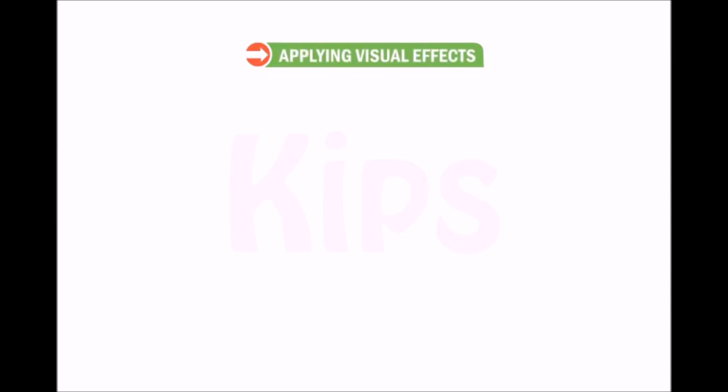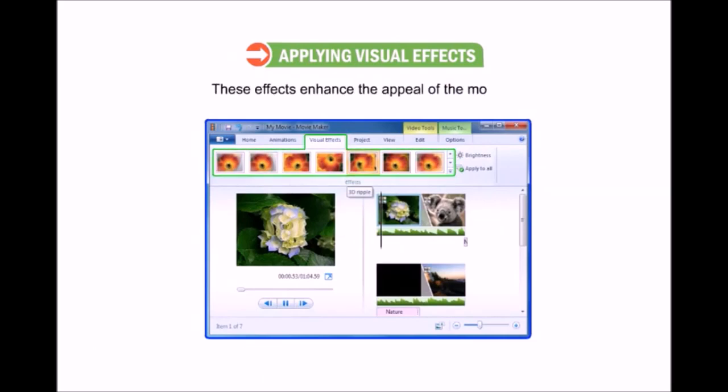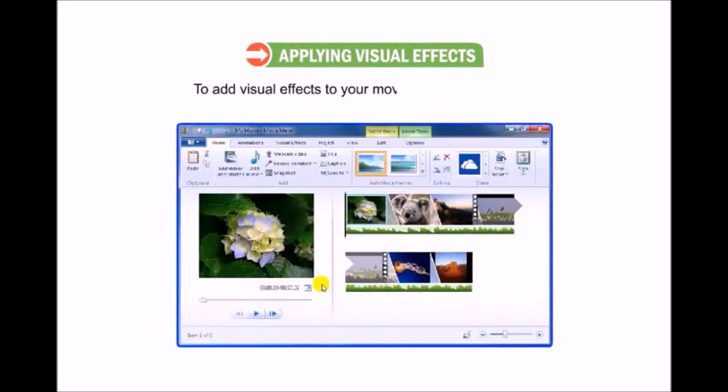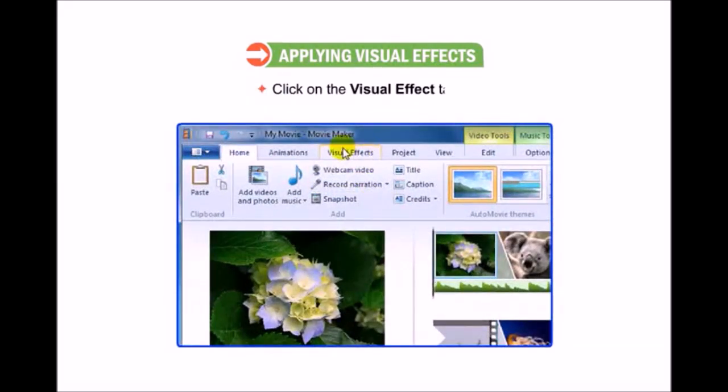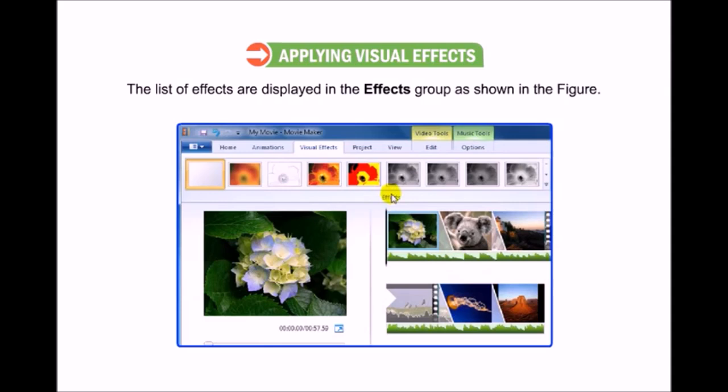Let us talk about applying visual effects. Visual effects are used to add special effects to the movies. These effects enhance the appeal of the movies. These effects include choices for making color effects such as sepia toning to posterizing. To add visual effects to your movie, follow these steps. Click on the Visual Effects tab. The list of effects are displayed in the Effects group as shown in the figure.